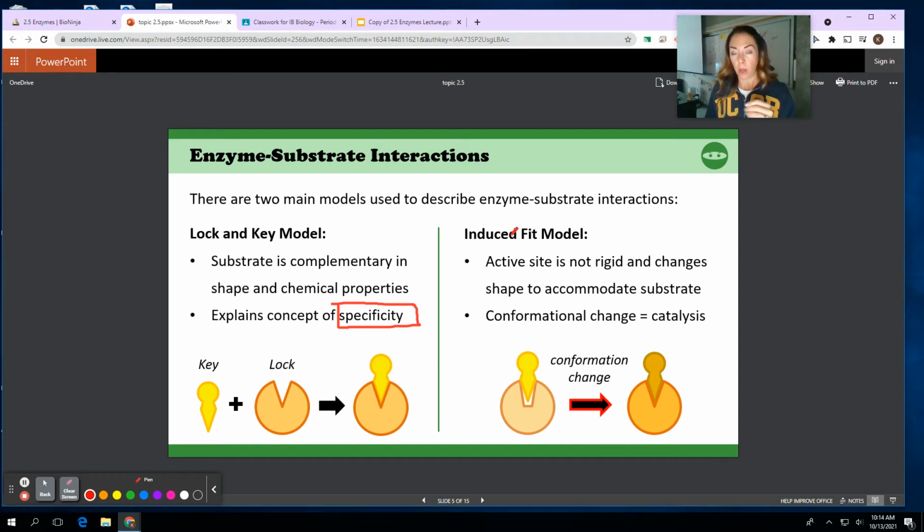Now, the induced fit model, to induce, or to change or to start. This active site, if you look right here, it's not rigid. It's kind of flexible. And so when it binds with the substrate, it can actually change to fit to the substrate. So the lock and key is completely stuck in shape. It's looking for that specific substrate. But you can see right here by the induced fit model that because it can conform and change, it can actually work with a couple different types of shapes. So two different interactions, lock and key, and then the induced fit model.